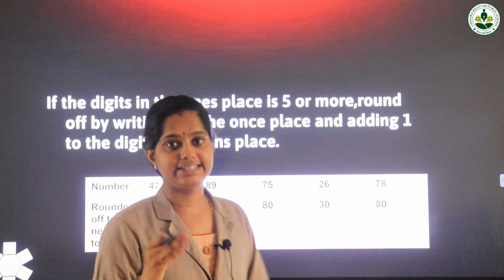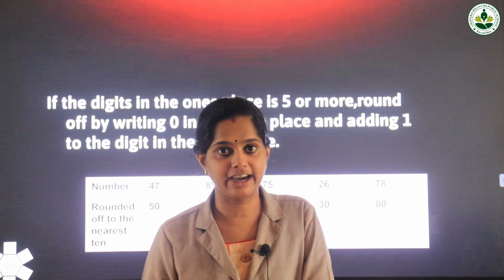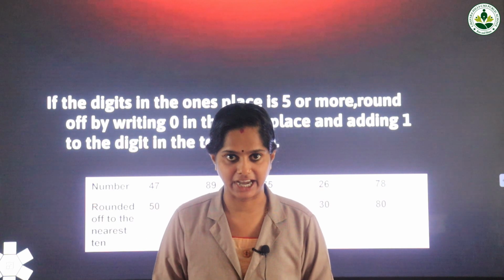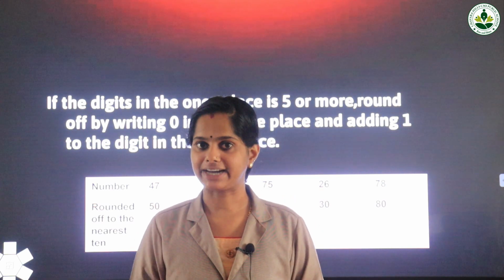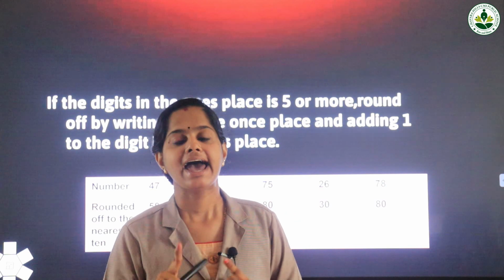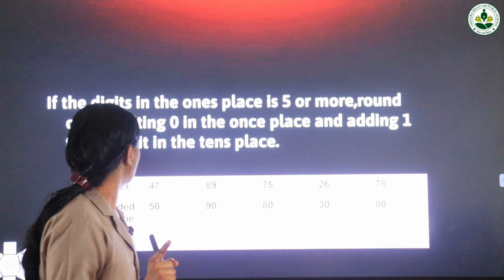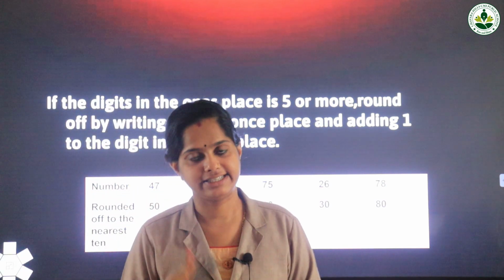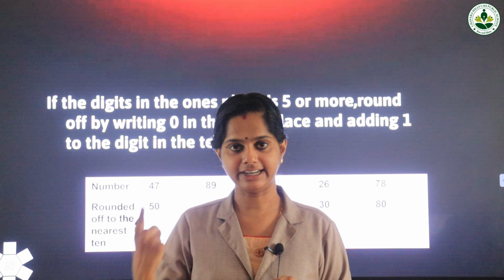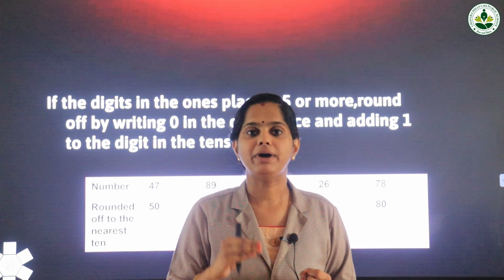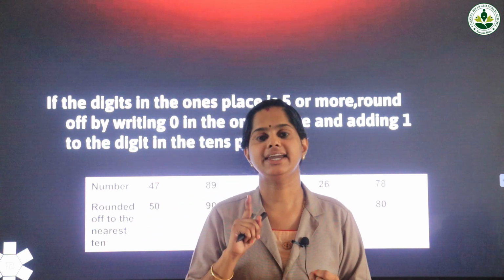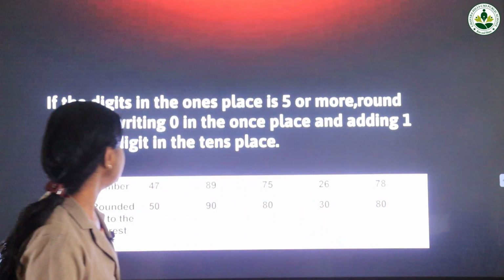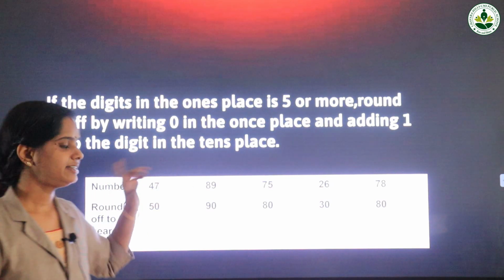If the digit in the ones place is greater than 5, we can round off by writing 0 in the ones place and adding 1 to the digit in the tens place. First we look at the digit in the ones place. If it is greater than 5, we round off by writing 0 in the ones place and adding 1 to the digit in the tens place.